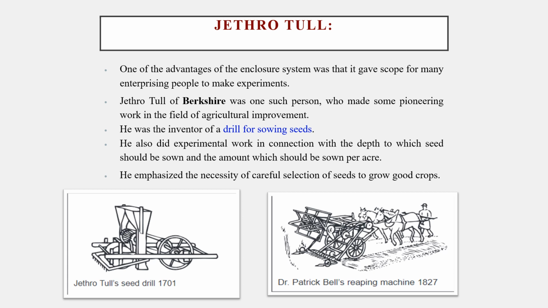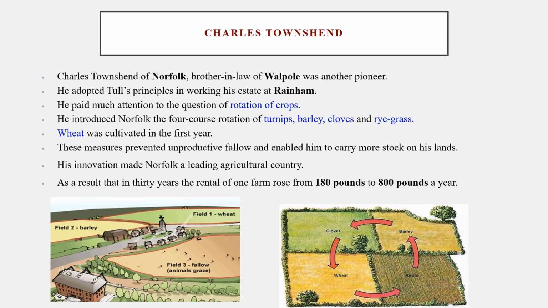He emphasized the necessity of careful selection of seeds to grow good crops. Next we have Charles Townshend. He belongs to Norfolk. He is the brother-in-law of Walpole. He adopted Tull's principles in working his estate at Rotherham. So he paid much attention to the question of rotation of crops.